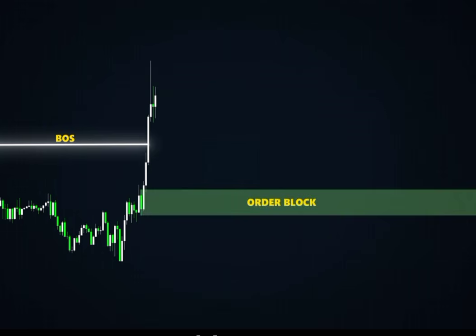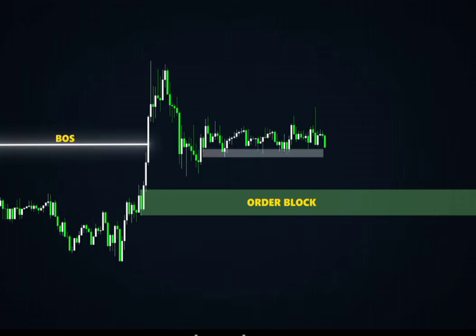Take a look at this chart. Price moves up aggressively, leaving inefficiencies behind. Then we get a break of structure, BOS, confirming a valid order block. But here's where things get interesting. Right before price reaches the order block, it starts forming multiple rejections at a minor support level. That's our inducement. And now, we know exactly what's about to happen.